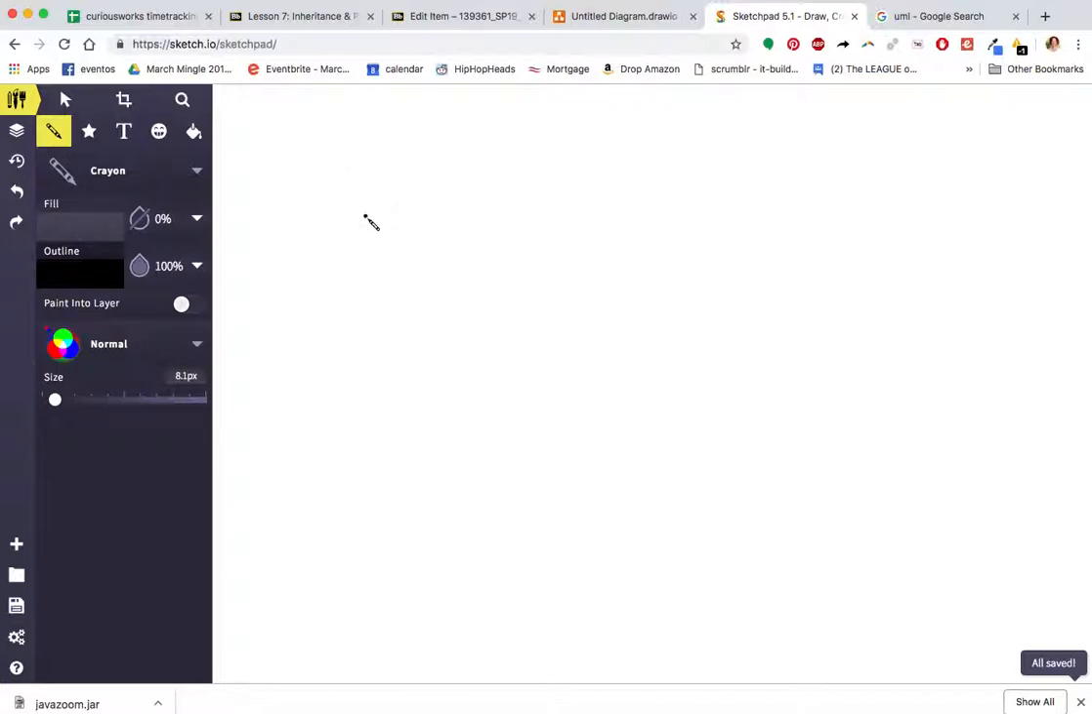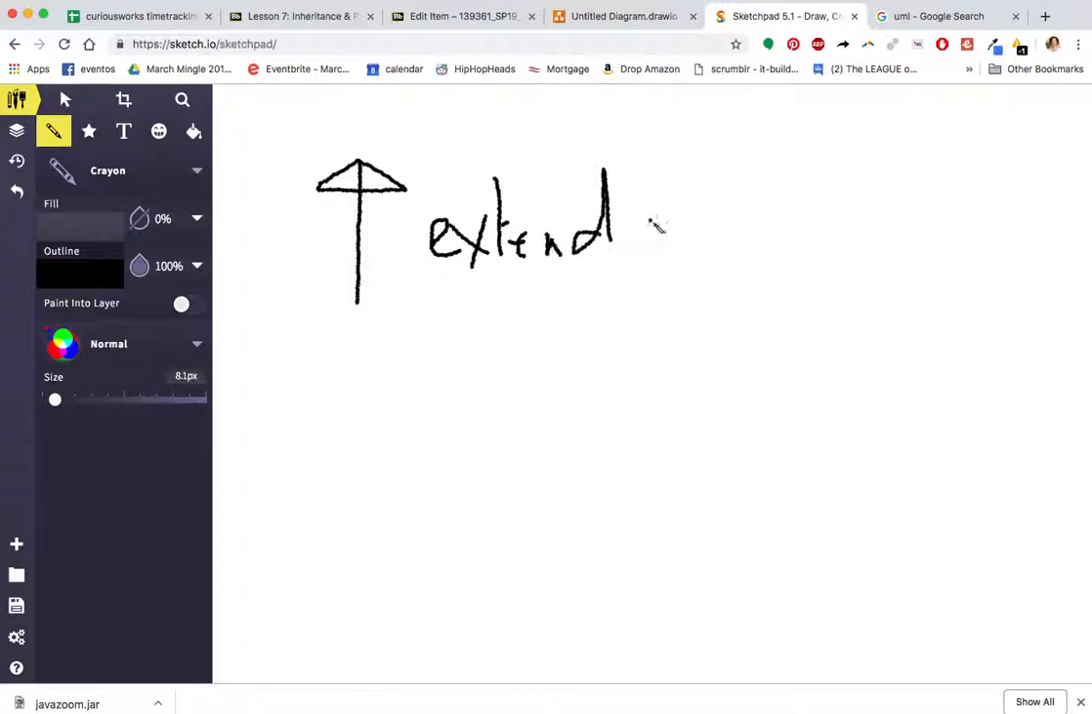Okay, so there are different kinds of arrows that you use to connect things, and they have different meanings in UML. So the basic one, the one that we've already talked about, is this one. It's an open arrow, and that means extends. And that also signifies an is-a relationship.